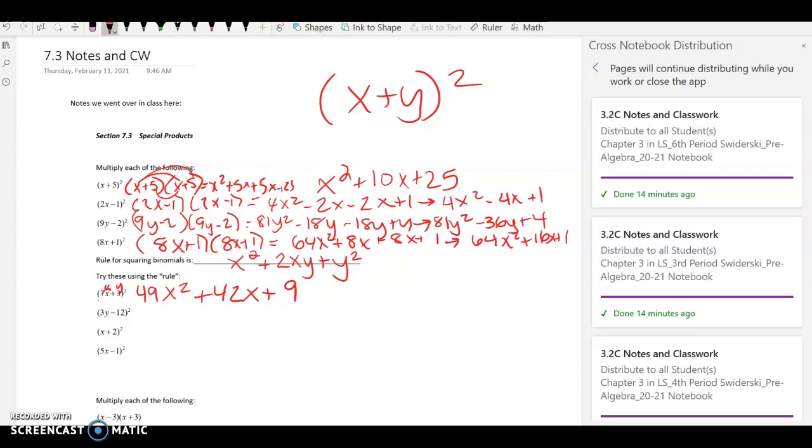Okay, this next one, x squared, well, that'll be 9y squared, okay, plus 2xy, so 3 times negative 12 is negative 36, times 2 would be negative 72y, and then y squared will be 144. Okay, this next one, x squared, okay, plus 2xy, so it'd be 4x. Yep, and then plus y squared would be 4. Try it with this last one.